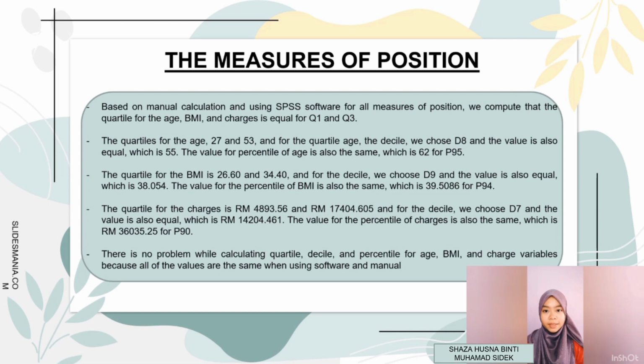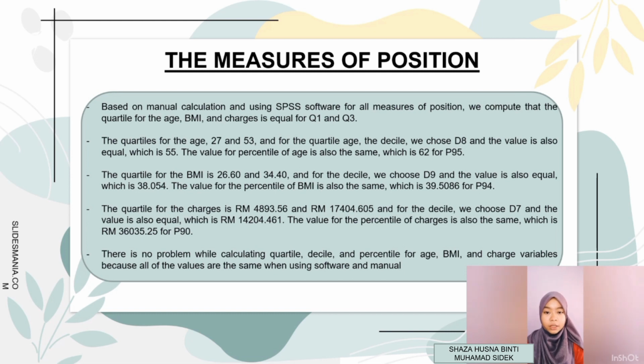Following that, I would like to present the measures of position and measures of variation that our group has computed from this report. Based on manual calculation and using SPSS software for all measures of position, we computed that the quartiles for age, BMI and charges are equal for Q1 and Q3. The quartiles for age are 27 and 53, and for the decile we chose D8 and the value is also equal, which is 55. The value for the percentile of age is also the same, which is 62 for P95.